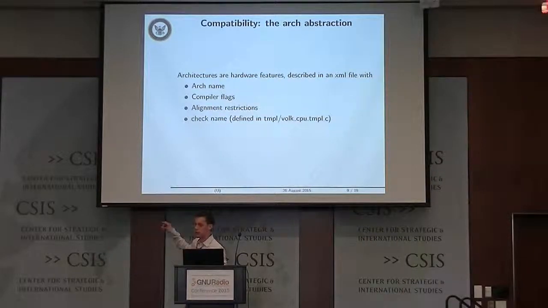And then there's a check name. You can write a C function and then give the name of that function to archs.xml. There's some code that will compile that function and then run it, and the result is basically yes or no: do I actually have this architecture? Can I run this code? So that's another piece of the build system. And all the checks are defined in volk_cpu.tmpl.c, which is the template.